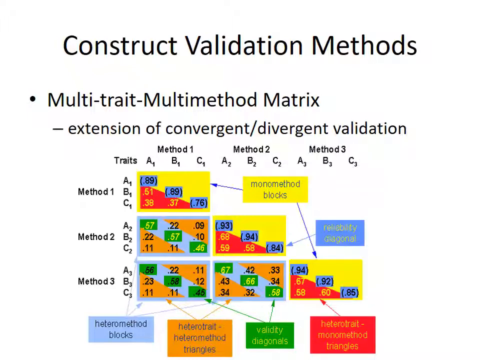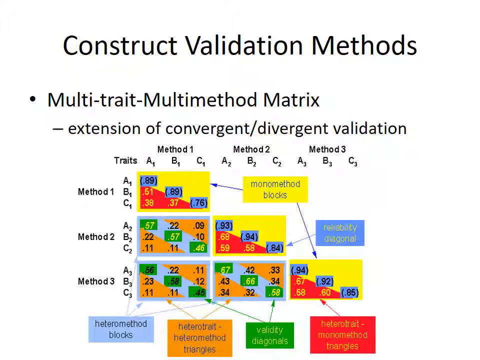Monomethod, same method. So for example, if we look at that very bottom right rectangle, we're going to see that A3 is a measure of drill press operation. However, it's related at 0.67 to B3, so a pen and paper test of a completely different construct. Likewise, that measure of drill press operation, pen and paper test, is related to C, which is again a completely different construct, fairly highly as well. We don't necessarily expect these numbers to be non-significant or small, but we hope to see that they're smaller than the actual green validity diagonals.